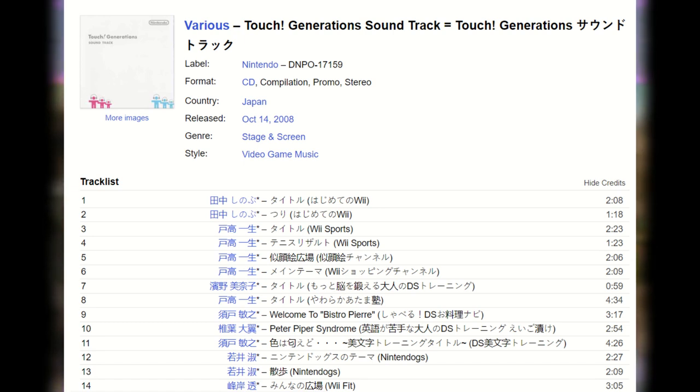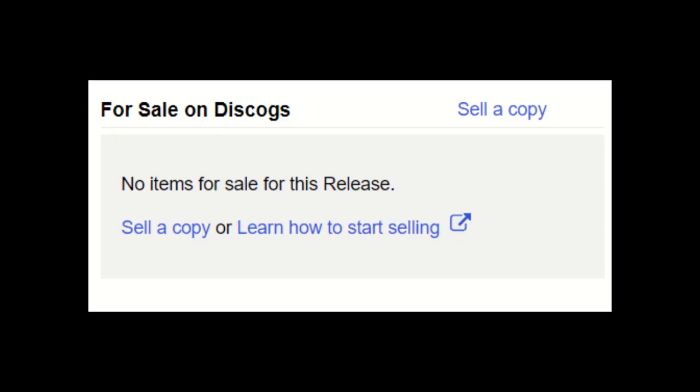Well, okay, I guess I'm a game music nerd and I think it's worth it, so I'll just add it to my shopping cart and... Oh. Officially released game music is not easy to find.